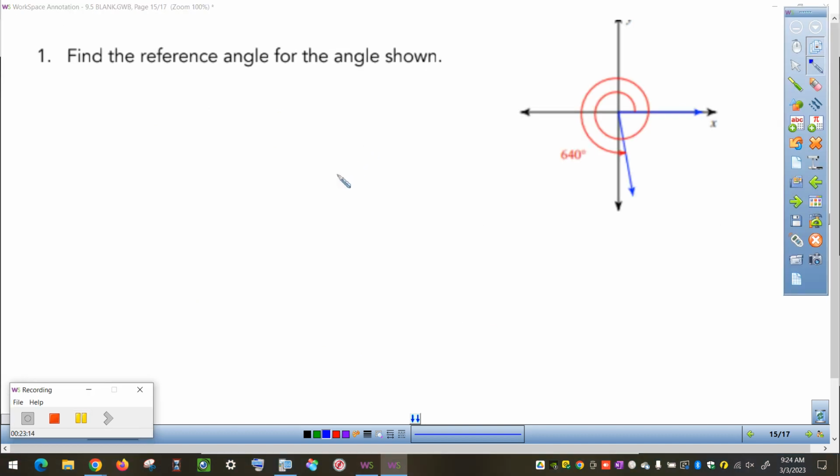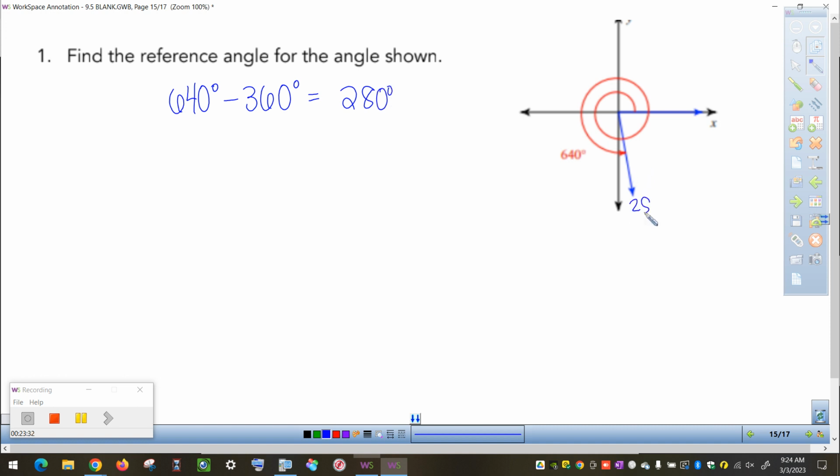All right, so we see that we're going around our circle more than once, and so what we could think about is take this label of the 640 degrees that they gave us. If we were to subtract 360, we're going to get a coterminal angle. So this terminal side could also be labeled as 280. And so now that we know it's 280, this very bottom label here is 270. And so we know that we still have a distance to go. So it's just what we have here highlighted in yellow. This is our reference angle, and that's going to be 80 degrees.